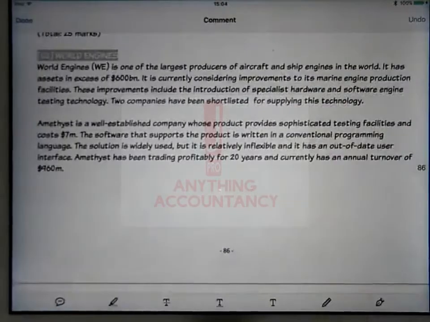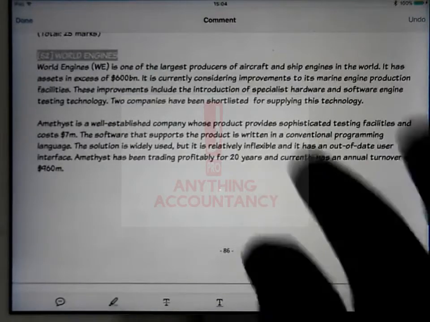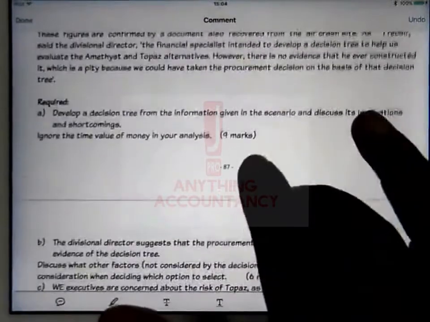Okay. Look at this World Engine. World Engine, I'm going to do all the software solutions, IT type questions first. Let's just cover the IT and software first. World Engine is one of the, let's look at the requirements here.